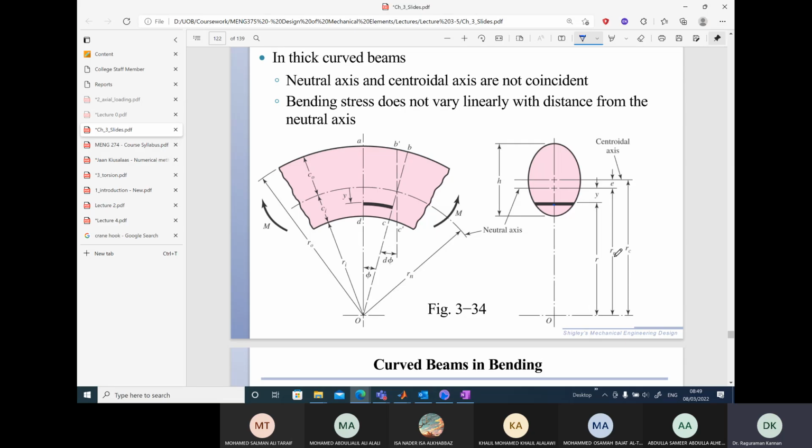Okay, now how do I find Rn? We know how to find the centroid. The centroid we can figure out as usual.